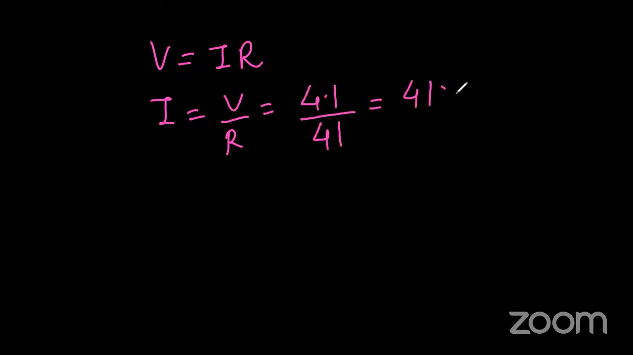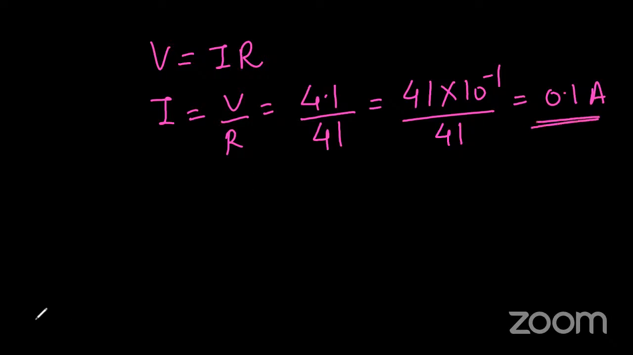So V is equal to IR, I is equal to V by R. How much is V? 4.1. And how much is this? 41. So I can write 41 as 41 into 10 raised to minus 1 divided by 41. So 41 and 41 cancel, the answer is 0.1 ampere. So this is the total current from the circuit. How much current is flowing in the circuit? It's 0.1. Simple now. So anyone in doubt?